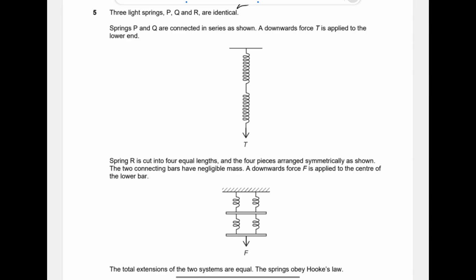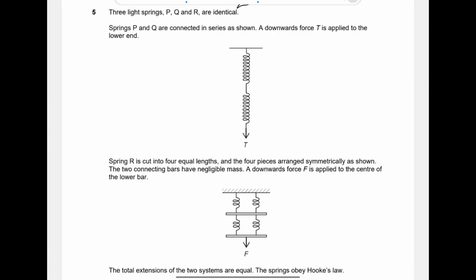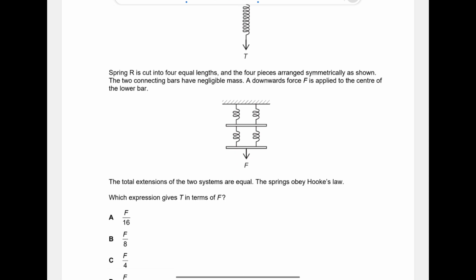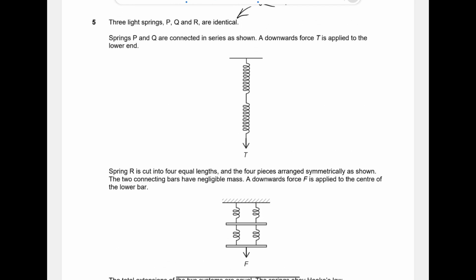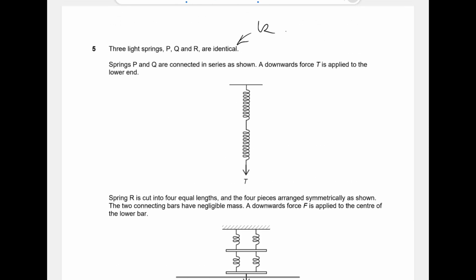Okay, so we've got 3 identical springs. Let's call their spring constant K. Okay, they're connected in series as shown. A downwards force T is applied, and then one of them is cut up into 4 parts and arranged like that, and F is applied to the bottom. And the 2 extensions are equal. Okay, and they obey Hooke's law. Nice. Okay, so let's call the extension X.